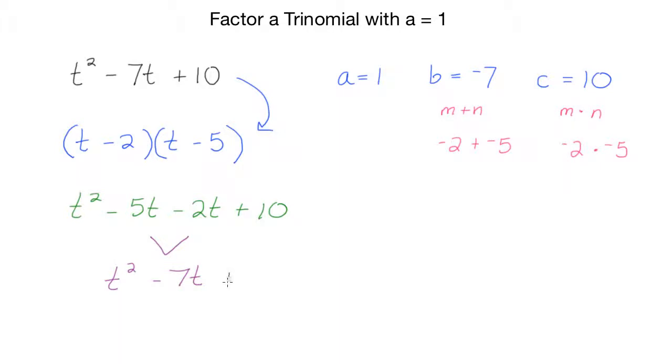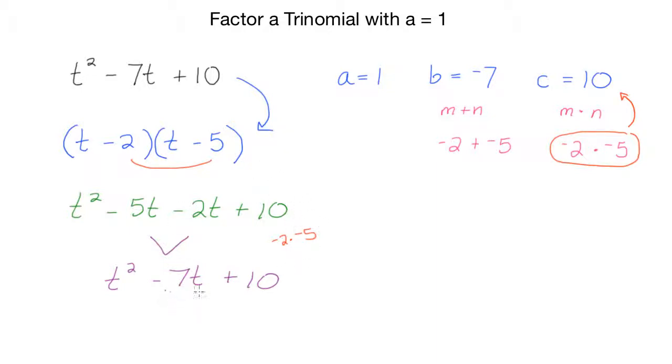Well, let's review what we just did. How did we get this plus 10? Well, we took negative 2 times negative 5. We distributed these two things together, that's what we did in this step here. We found our two numbers that multiplied to make positive 10. So we're kind of working our way backwards to this.